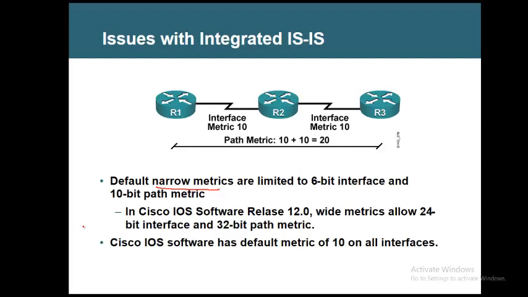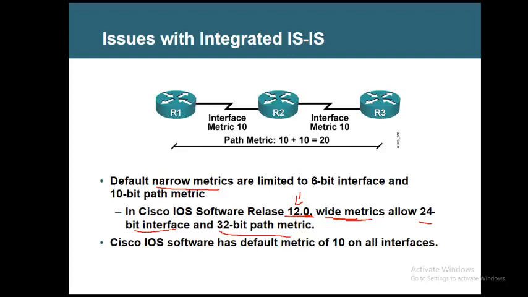Now, here comes the explanation for wide metric. All our operating systems are later than 12.0, so we can enable wide metric whenever we want, but still, the default is what? Narrow. Default is narrow. If you enable wide metric, it allows 24 bits per interface and 32 bits for the path. You got it? Don't forget.